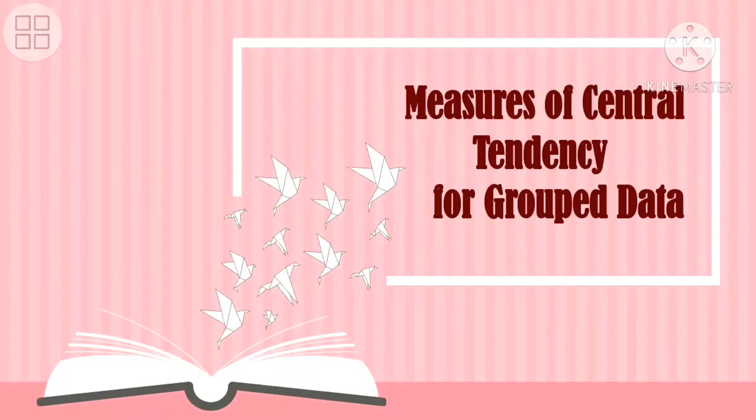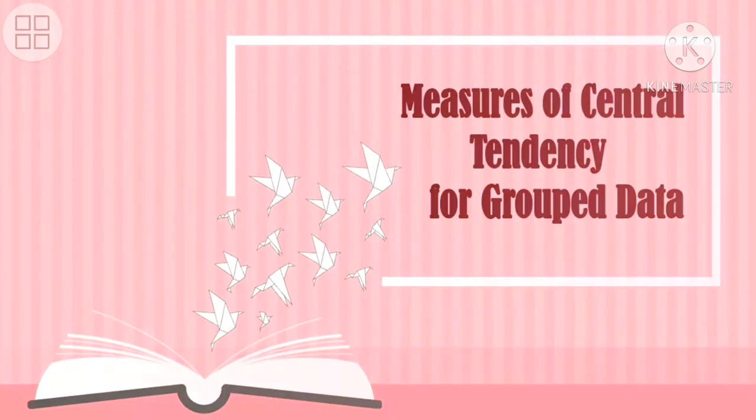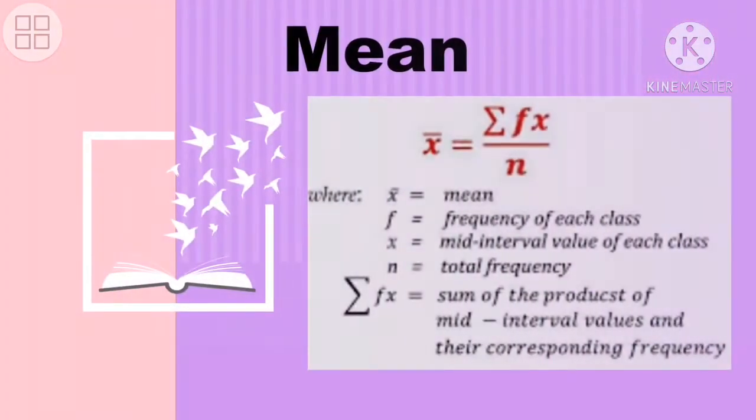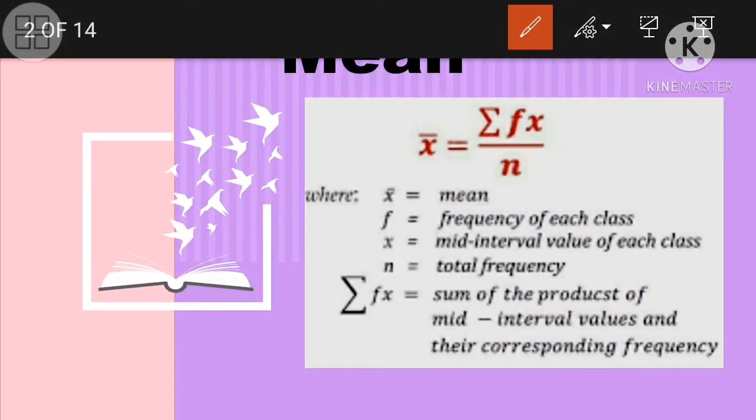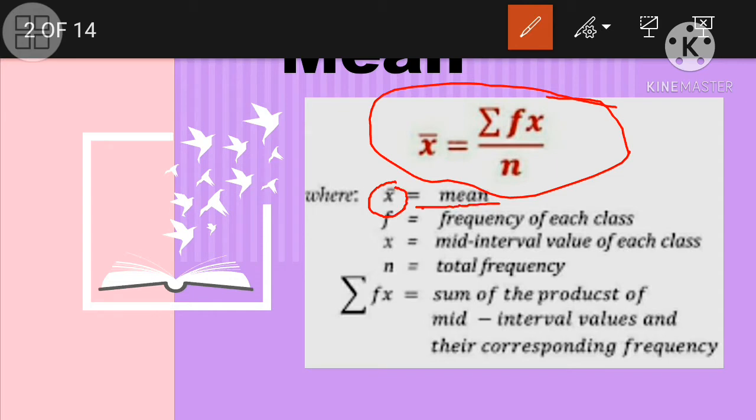Going to tackle measures of central tendency for group data. We have three measures of central tendency. First is the mean. As you can see, this is the formula for the mean, where x̄ is the mean, n is the total frequency, and summation of fx is the sum of the products of mid-interval values and their corresponding frequency.